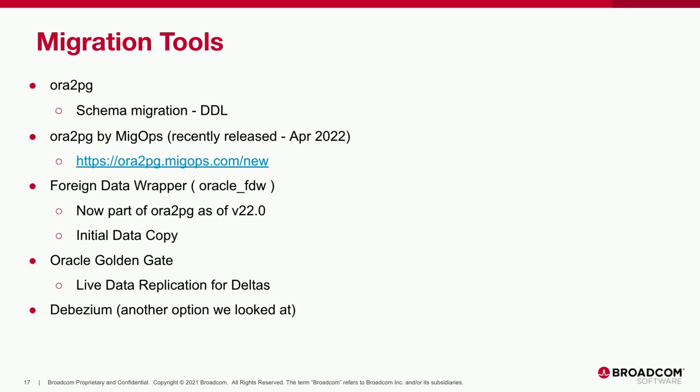Ora2Pg by MigOps, I just want to bring that up because a new one was just released. Yeah, new one just released. We use the Oracle Foreign Data Wrapper, to answer your earlier question, for initial load only, and Oracle GoldenGate for the live data replication. If you don't have Oracle GoldenGate, there are other options, Kafka Connect related options also, with Debezium, and there are other options also. But we use Oracle GoldenGate.